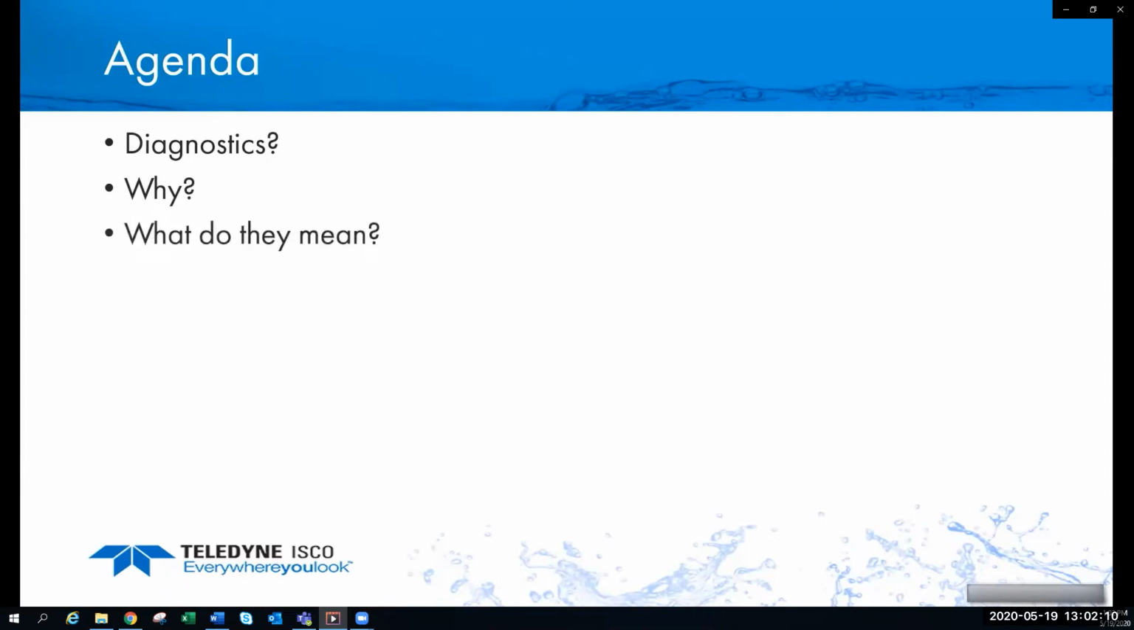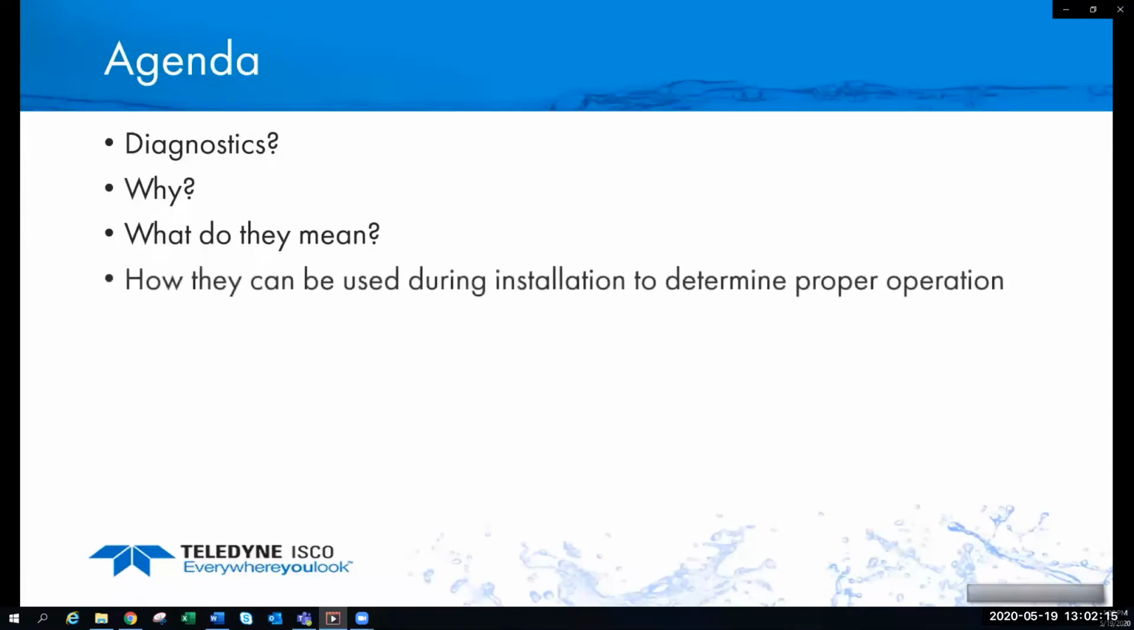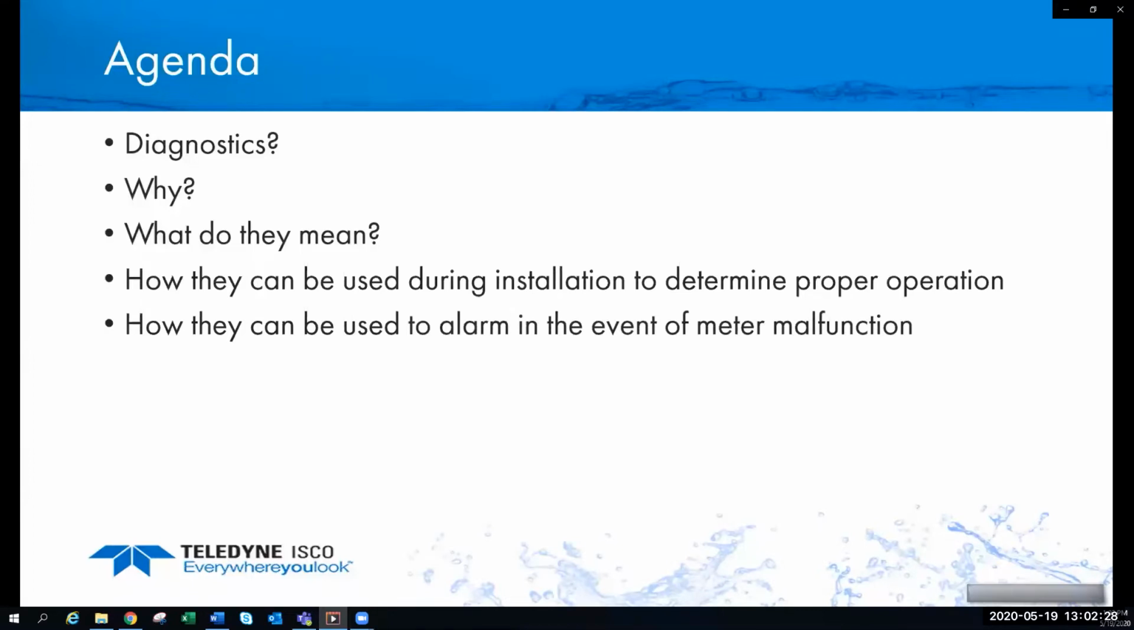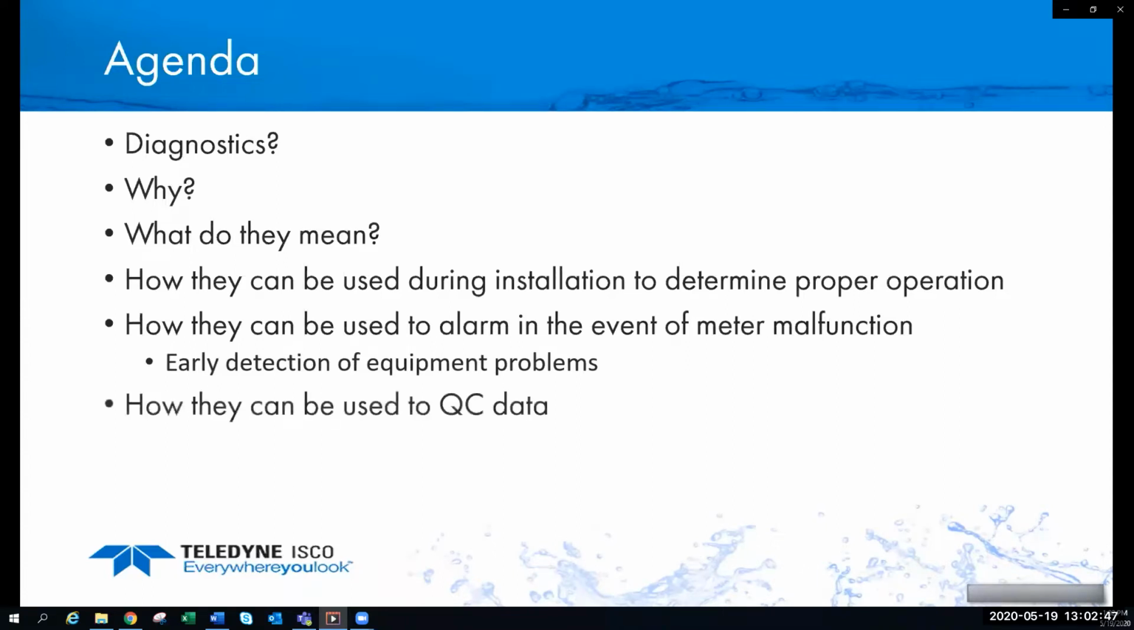Darrell and I have spent a lot of time going through the analysis of data as well as the diagnostics and how to support some of that. We can use these during installation to determine that the meter is indeed functioning like it's supposed to, which is a very important feature. Also, we can alarm in the event of a meter malfunction. If something happens to my meter, do I need to go and service it or do anything? The meter, now being smarter, can tell you when you need to do something. And this, again, is an early detection of maybe equipment problems out there.